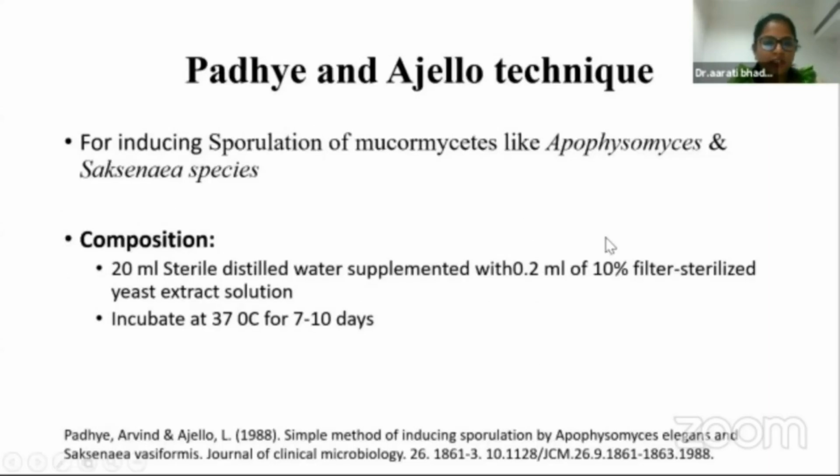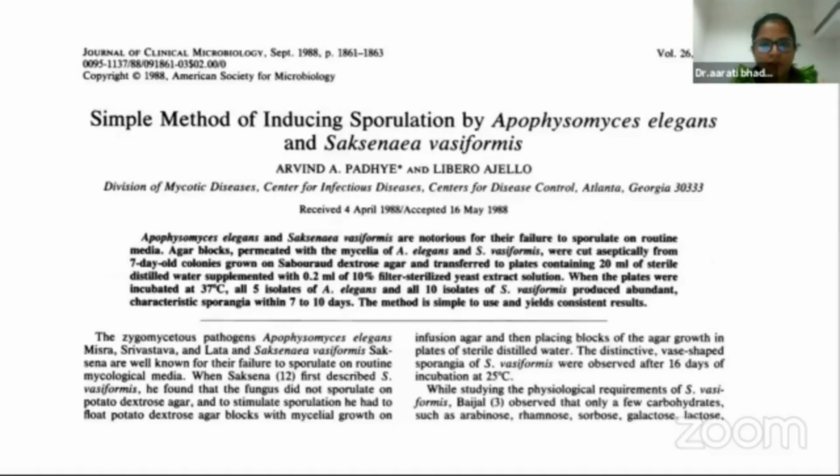The Bhadade and Agelo technique is used for inducing the sporulation of mucormycetes like Apophysomyces and Saksenaea species. It uses 20 ml sterile distilled water supplemented with yeast extract solution. On this agar, we have to incubate at 37 degrees Celsius for 7 to 10 days, and then check for sporulation. This is the paper you can refer to for the Bhadade and Agelo medium.